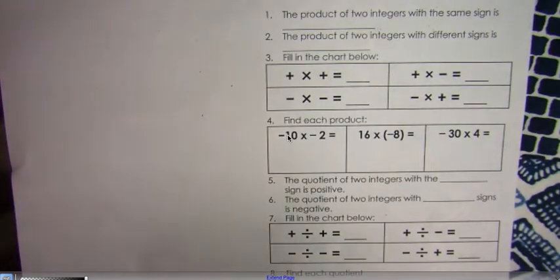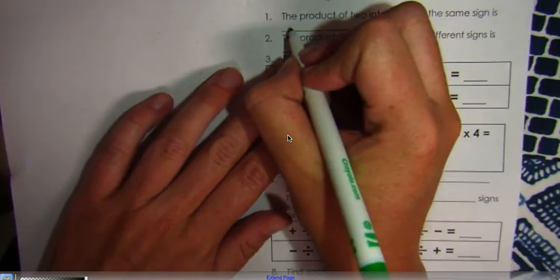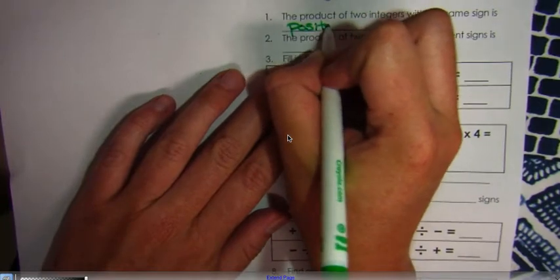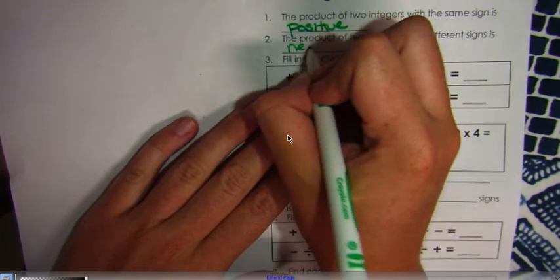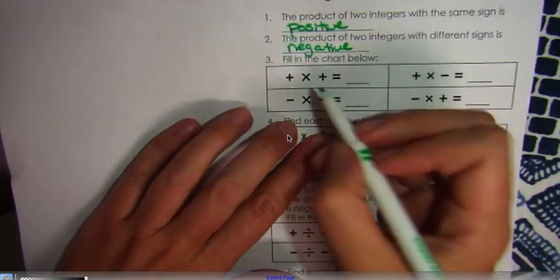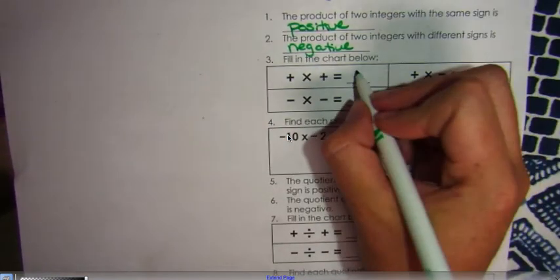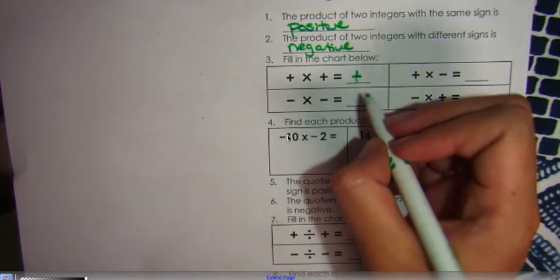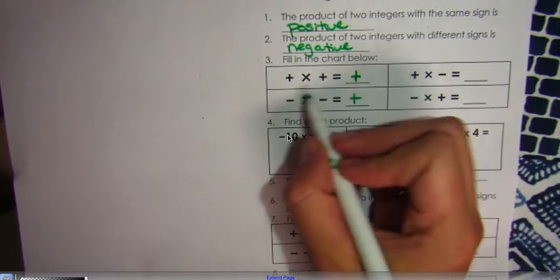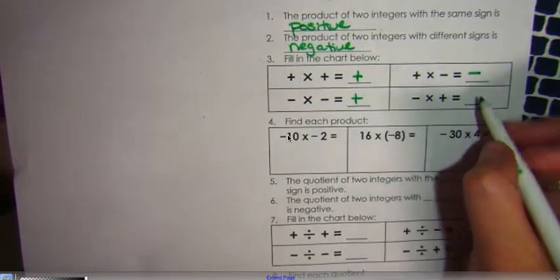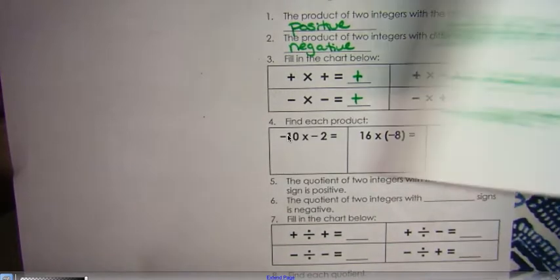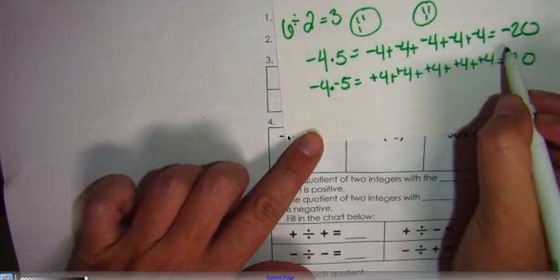So to formalize our notes, we'll fill this in. So we're going to say the product of two integers with the same sign is going to be positive. The product of two integers with different signs will be negative. Remember, so here we have two positives, answer's positive. Two negatives, answer's positive, because it's going to say do the opposite. Different signs, negative. Different signs, negative. Remember, we had different signs, negative answer. Same signs, positive answer. And this works for division too.